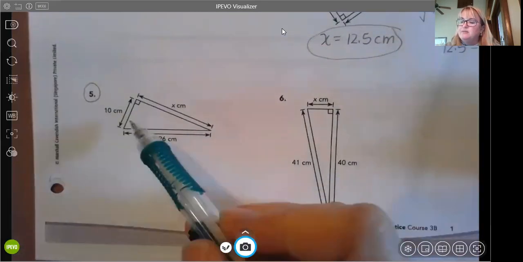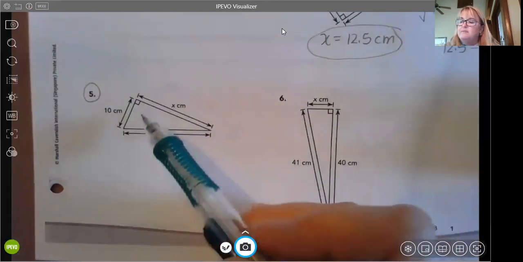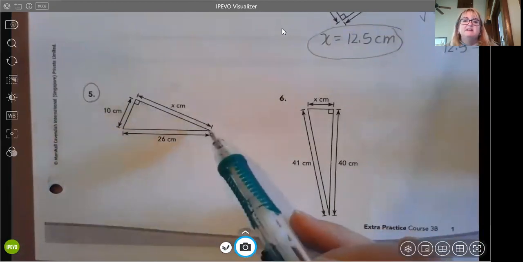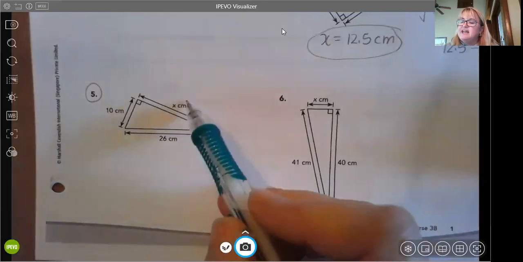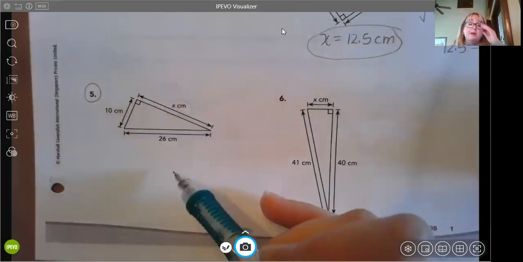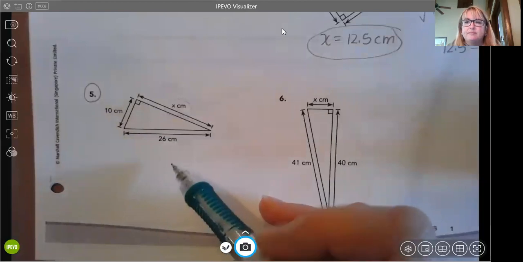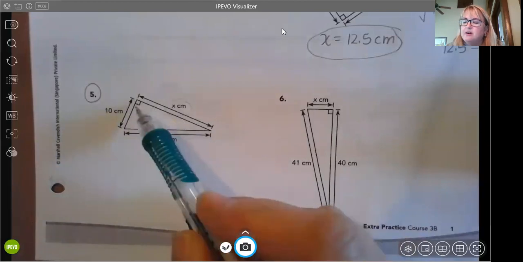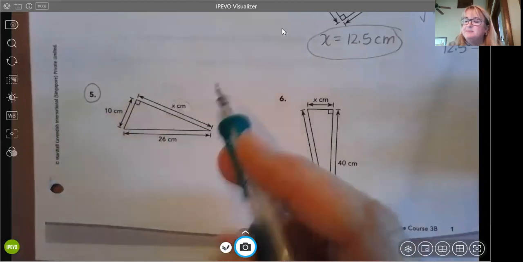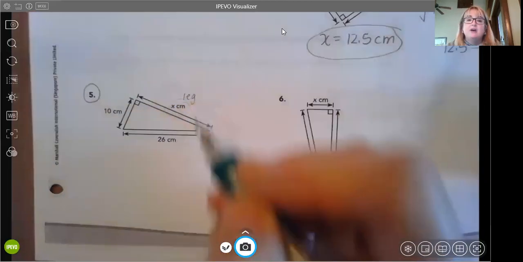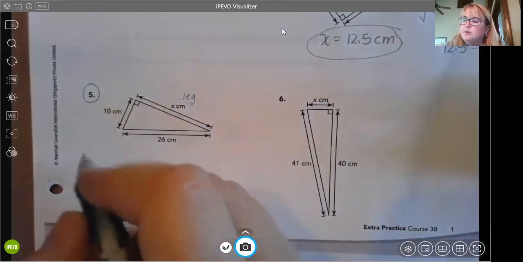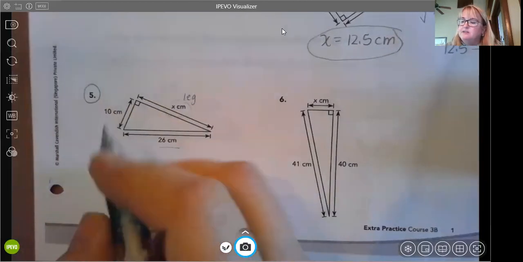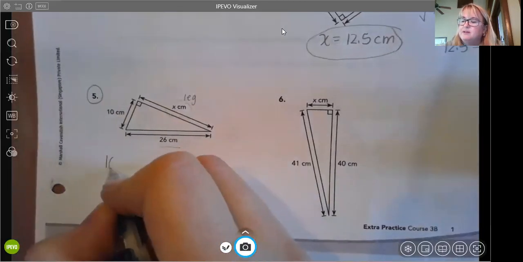Number 5, here's another right triangle. We know 10, we know 26, we don't know this. The question is, is x a leg or a hypotenuse? Well, if you remember, we said the two legs come together at this right angle, so x has to be a leg. So my unknown is a leg. So 10 is a leg, 26 is our hypotenuse. So let's put it in our formula.